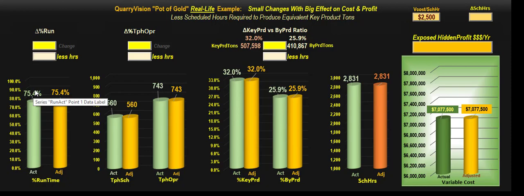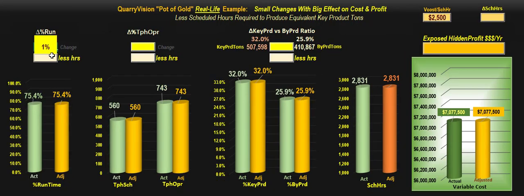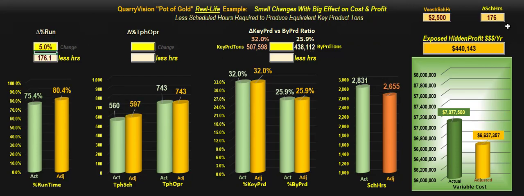You will see on the far right that increasing runtime by as little as 1% to 76.4% achieves the same tons of sellable production with 37 less scheduled hours. At a variable cost of $2,500 per scheduled hour, a 1% improvement would have added potential profit of over $92,000. If we increase the runtime by 5% to 80%, the same sellable tons would have been produced in 176 less scheduled hours, resulting in potential added profit of over $400,000 at the example quarry.